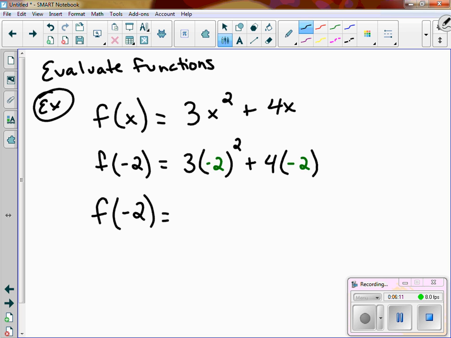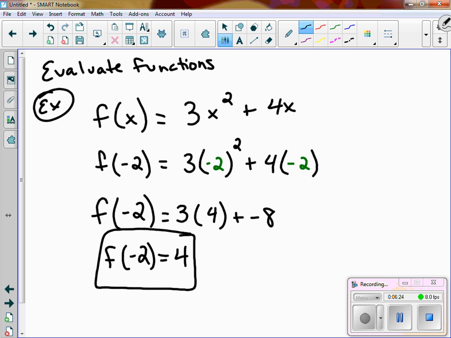f of negative 2 equals, in this case, 3 times 4 plus negative 8. So we've got 12 minus 8, which gives us 4. So f of negative 2 equals 4. That's function notation. All you're doing is evaluating. So what you're doing here, you're finding the domain, you're finding your range, you're finding function notation, and you're determining whether or not you have a function based on the vertical line test.